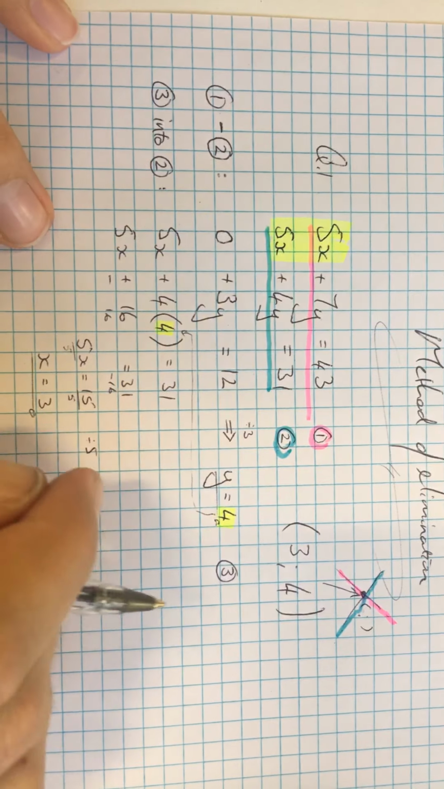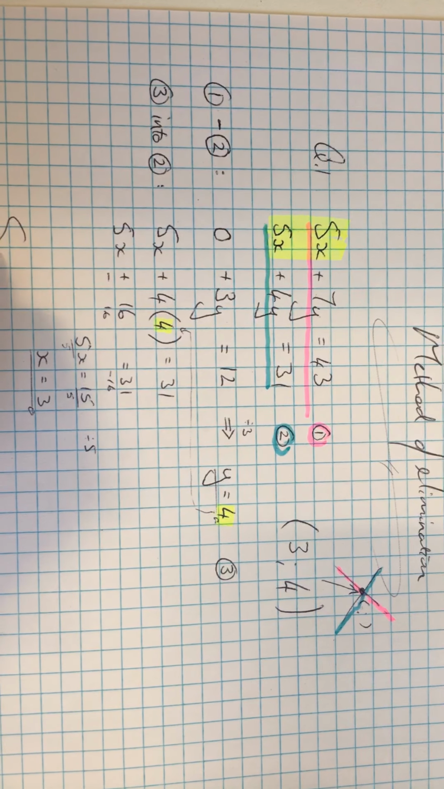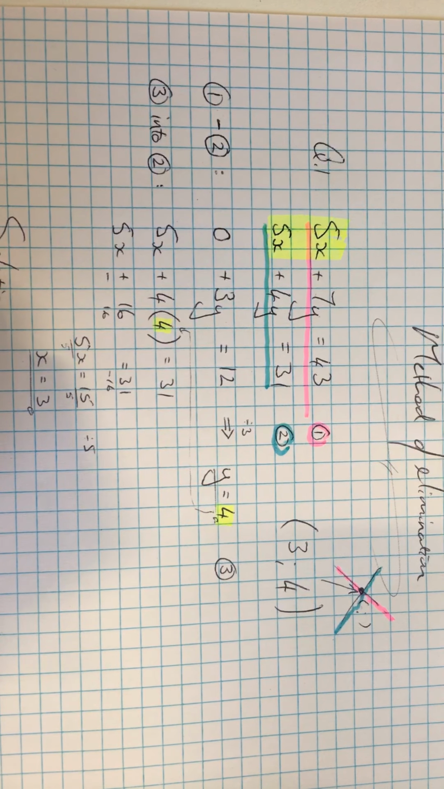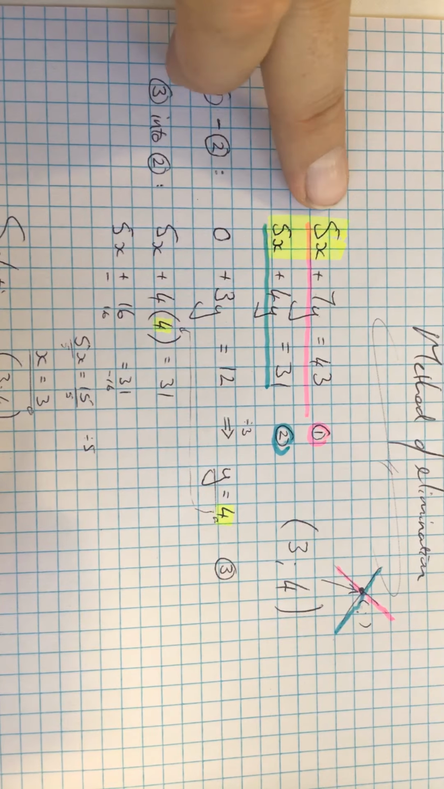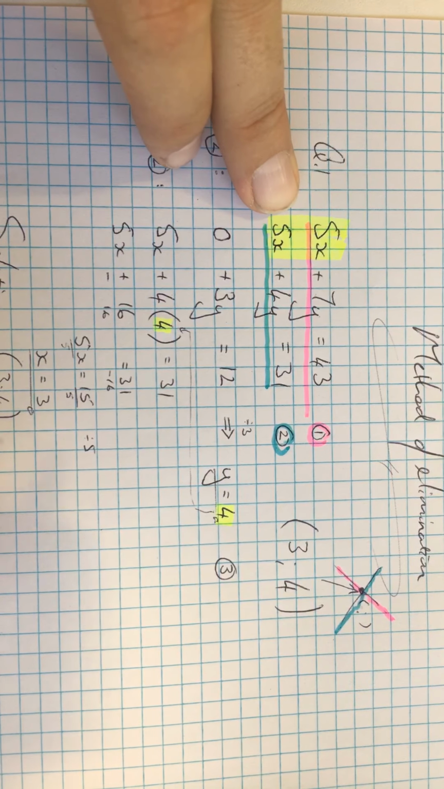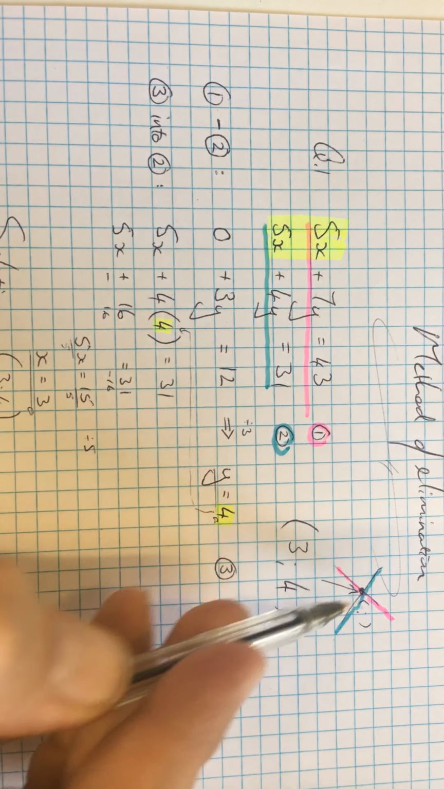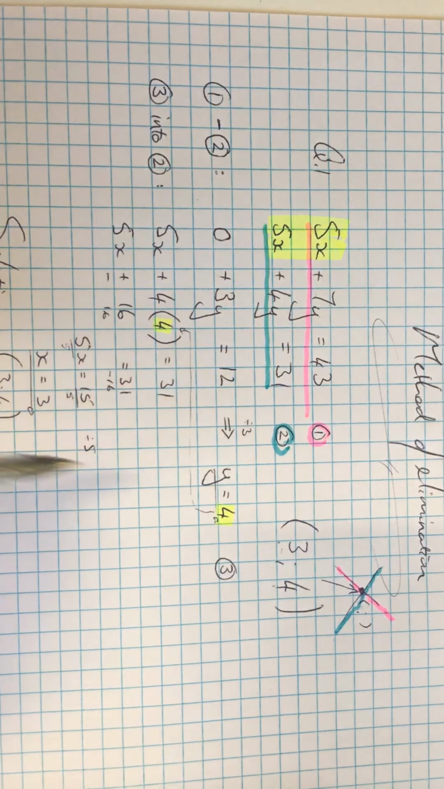So when you're done, I like to write solution. You lose a point if you don't do this. Solution: 3, 4. Just indicate this is the intersection of these two lines. That's a line. That's a line. They intersect, and the intersection is where x is 3 and y is 4.